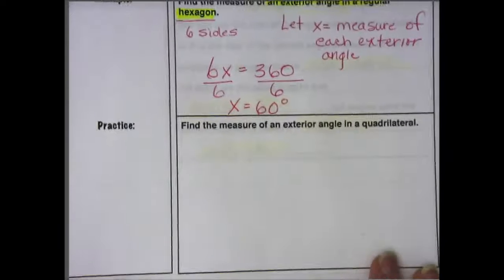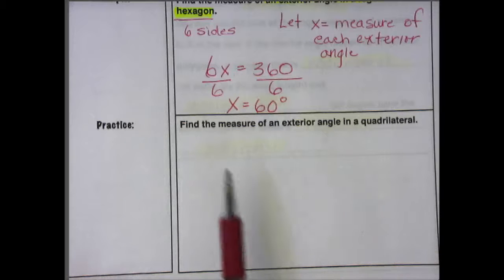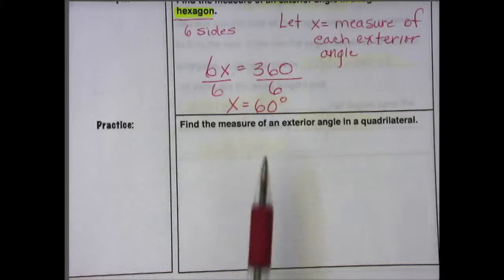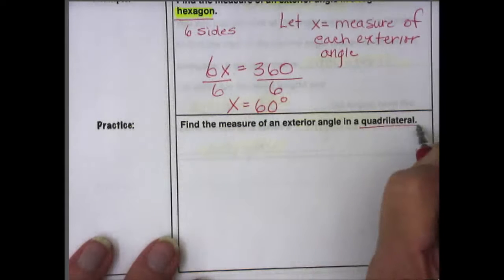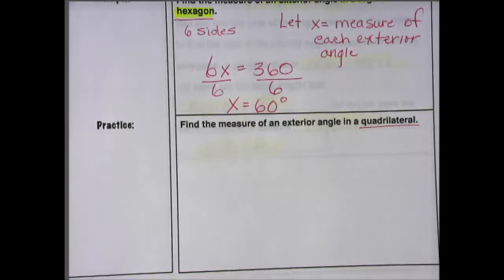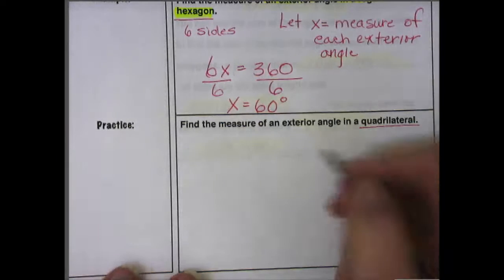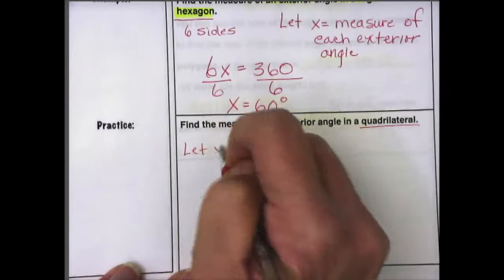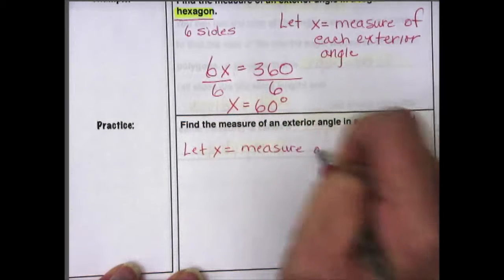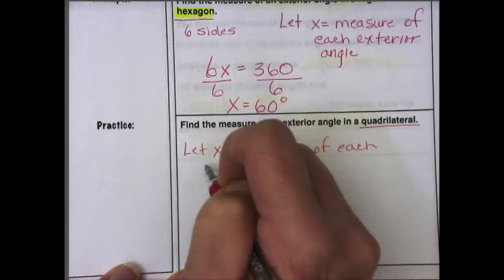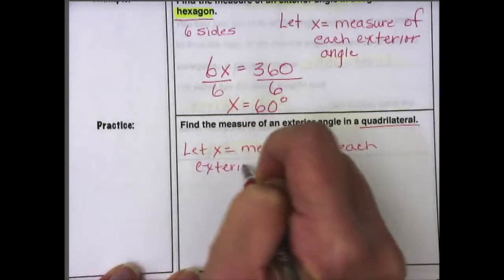Take a minute, pause the video, and use your notes to see if you can figure out the measure of an exterior angle in a quadrilateral. First thing you need to do is figure out how many sides are in a quadrilateral. Remember that you're going to let x equal the measure of each exterior angle.